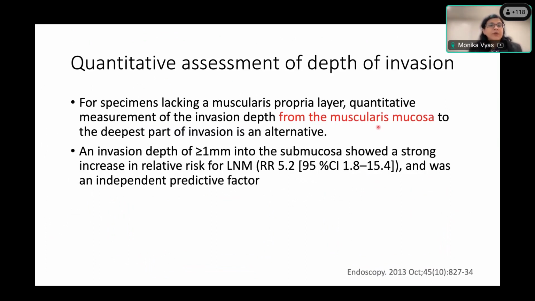So for specimens which lack a muscularis propria layer, as I said, where you don't have the entire submucosa, you can measure the depth of invasion from the muscularis mucosae to the deepest part of the invasion. So that's a good alternative. And then having a depth of invasion more than 1 millimeter in the submucosa has been shown to have a risk of lymph node metastasis. And for such local resection specimens, that is considered as a point in favor of going for a surgical resection.